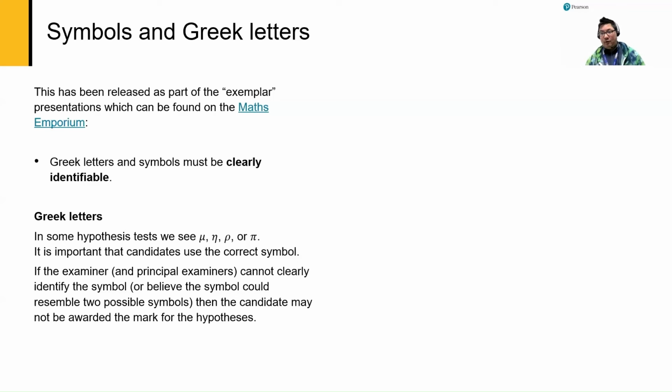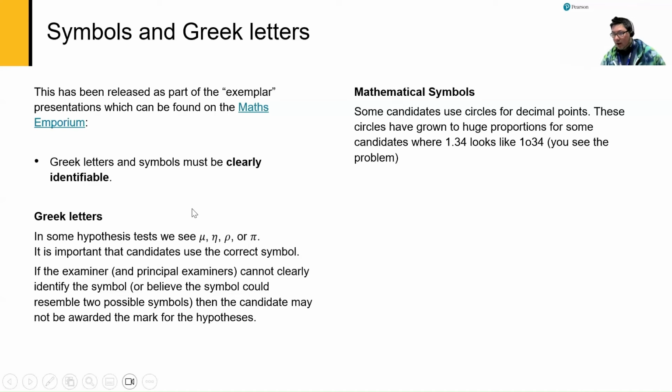Someone said same for rho and p. Yes, absolutely the same for rho and p. I will talk about the p issue later because there is a workaround for that one. Instead of using p, one workaround is to use pi, because then you don't have that issue, but I will talk about that in a moment. Someone just mentioned rho for Spearman's rank. Again, that is on my list of things to talk about.